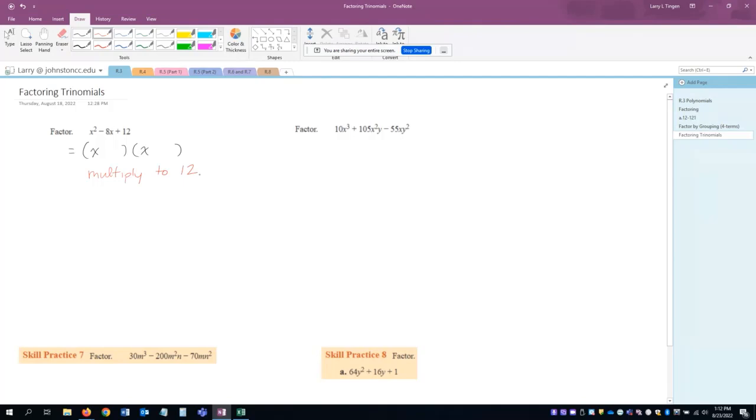positive number, so that means I'm either multiplying two positive numbers or two negative numbers. And then they need to add to -8, the coefficient of b. Well, if I'm multiplying to a positive 12 and adding to -8, that tells me my signs must be what? Plus plus, plus minus, or minus minus. Multiplying to a positive, adding to a negative.